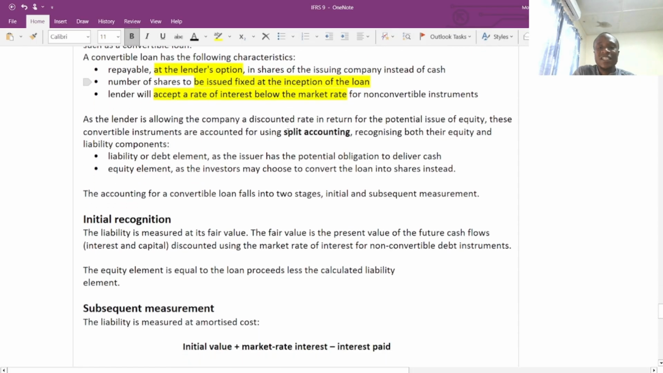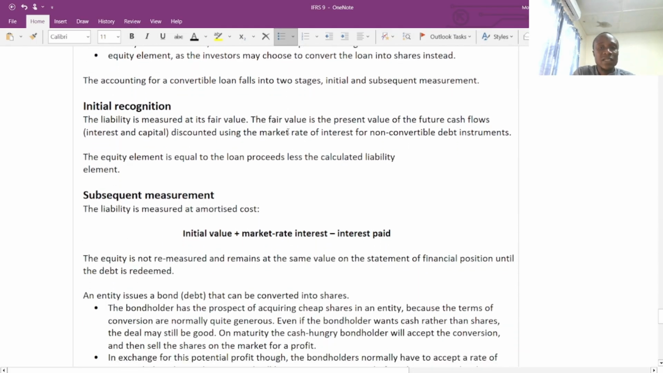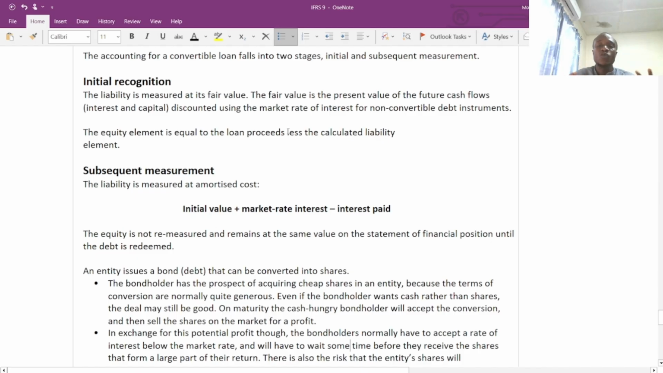When we are talking about initial recognition, it means at the contract inception, how are we going to account for the convertible loan note? How are we going to account for the compound financial instrument? For initial recognition, very important concept you need to know. The liability is measured at fair value. The fair value is the present value of the future cash flow discounted using the market rate of interest for non-convertible debt. Very important concept to note.